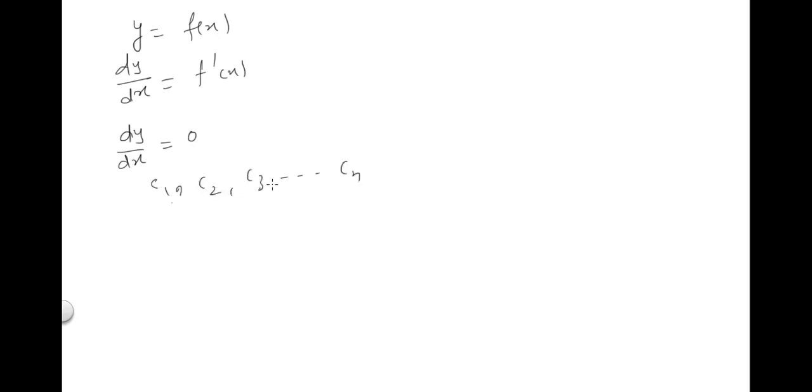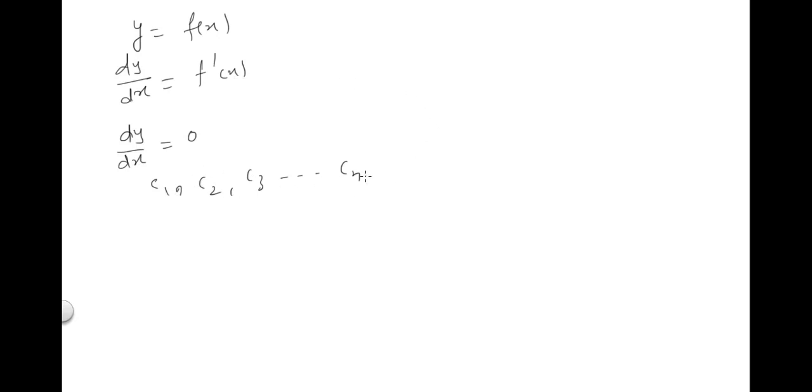First of all, the function will be given to you. You have to obtain dy by dx, so you will get f dash x. Now when you find dy by dx, you put it equal to 0. Clear? From here you will get critical points C1, C2, C3 and so on. You can get any number of critical points. Critical points are also known as stationary points. Do keep that in mind.